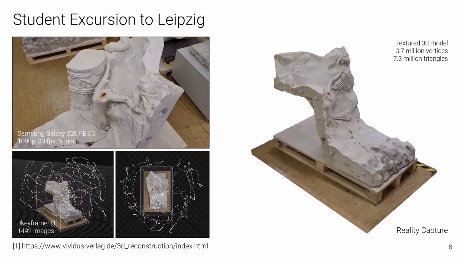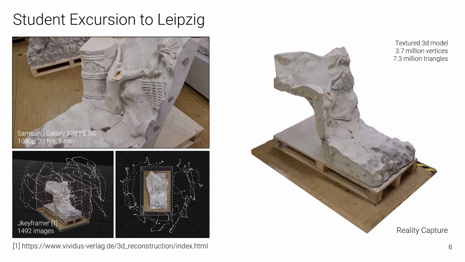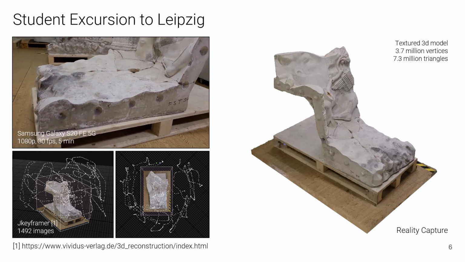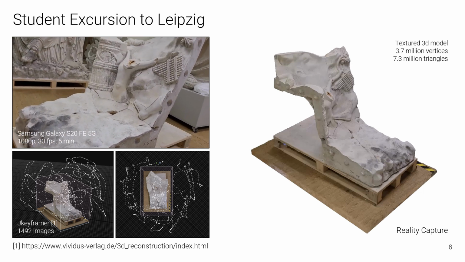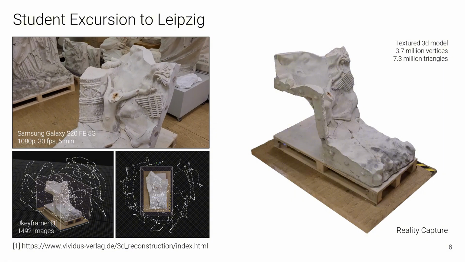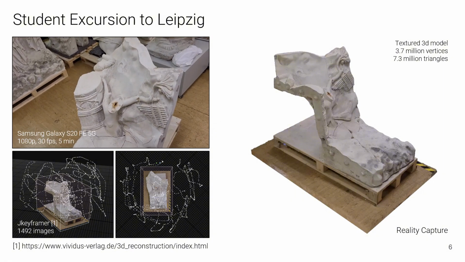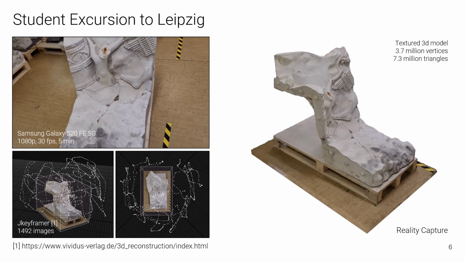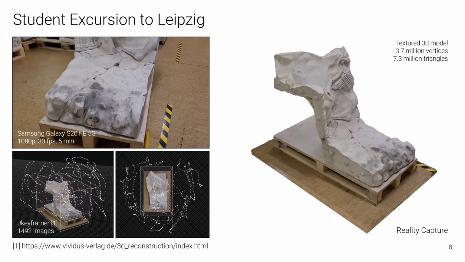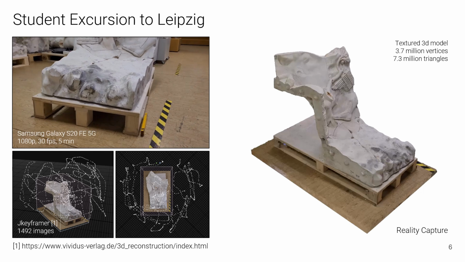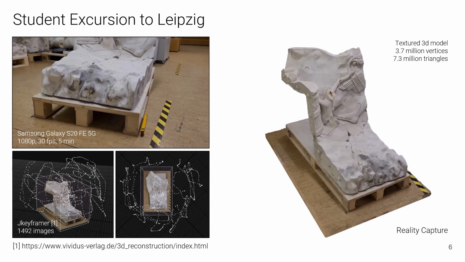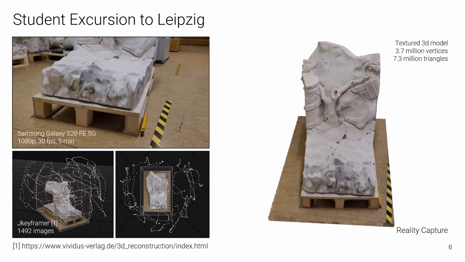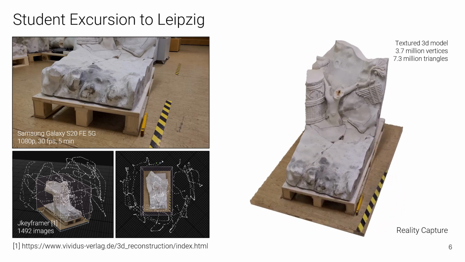Here we see the example of the plaster cast from Leipzig, which was recorded by students using smartphone videos during an excursion. From a 5-minute video, 1,492 individual images were selected by the program JKeyFramer. We see the result of the pose estimation in Reality Capture and the complex recording strategy that was used. This task was solved excellently using videogrammetry, as the result on the right shows. The textured model has nearly 4 million vertices.